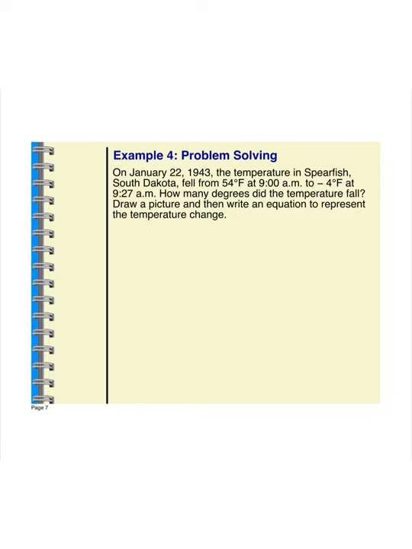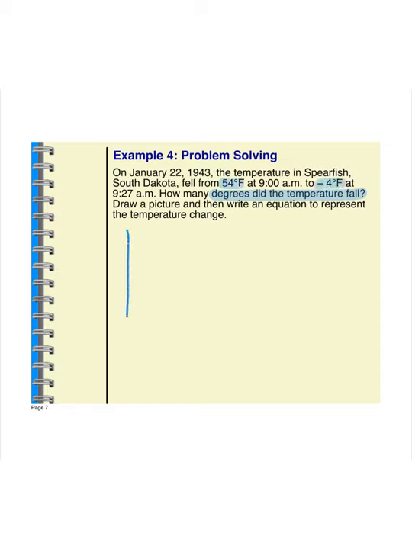Okay, before I draw my picture, there are a lot of numbers in this problem. So I want to look at what I'm solving for. I'm solving for the degrees that the temperature fell. So then I need to decide what's the important information. It doesn't say like per hour or per minute. We don't need to know the time here. So the time numbers are not important. That also means that the date is not important. So the numbers I'm looking at are 54 and -4.